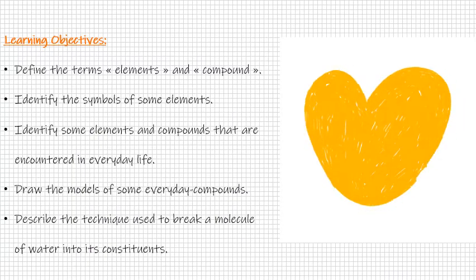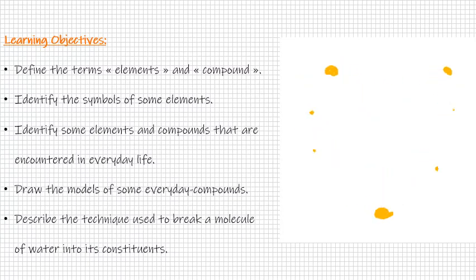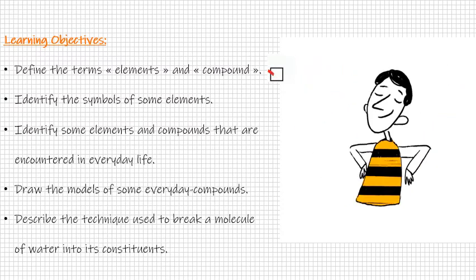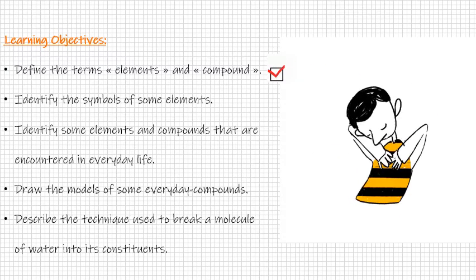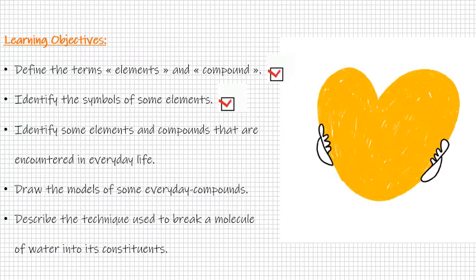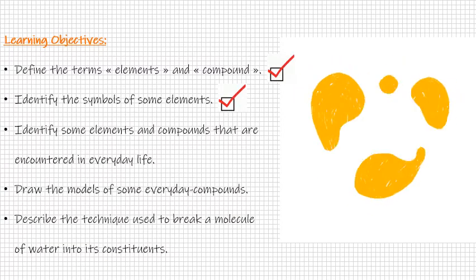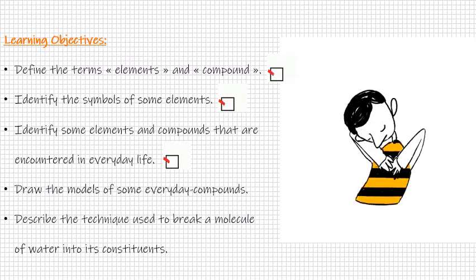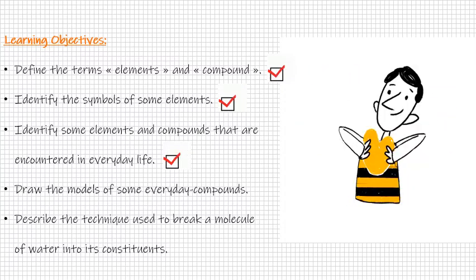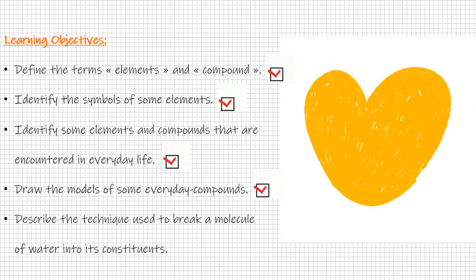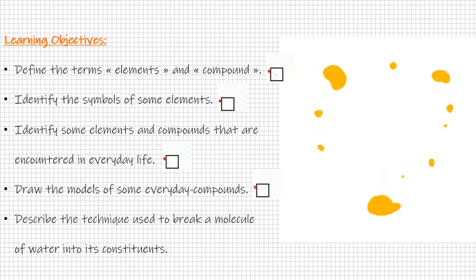And that's it. We finished. This is our lesson. You should be able now to define an element and a compound. Do you know what's an element? What's a compound? Do you know how to write in symbols some of the elements? Gold, copper, aluminum, oxygen, nitrogen, and other elements? Can you tell different examples of elements and compounds that you can see in your daily life? Can you draw models of some everyday compounds?